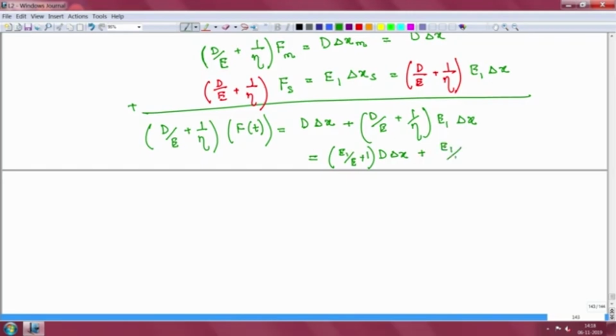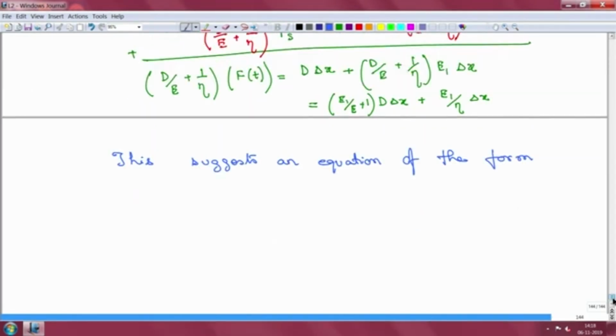E1 by eta delta x, right. So this implies or this suggests an equation of the form, the constitutive equation of the form, d by E1 plus eta of sigma equal to E1 by E plus 1 d of epsilon plus E1 by eta delta x, right.